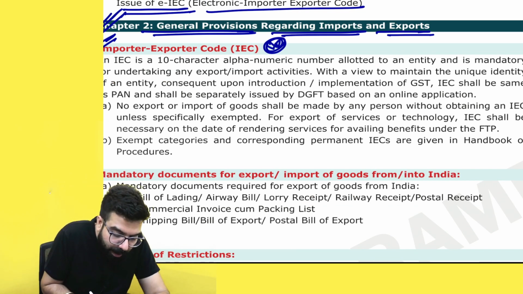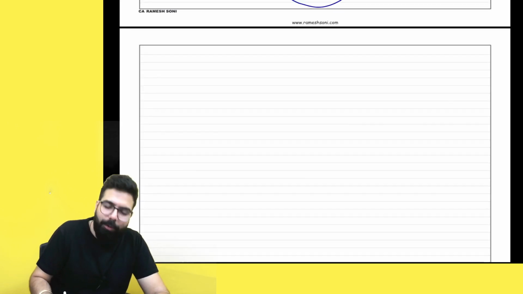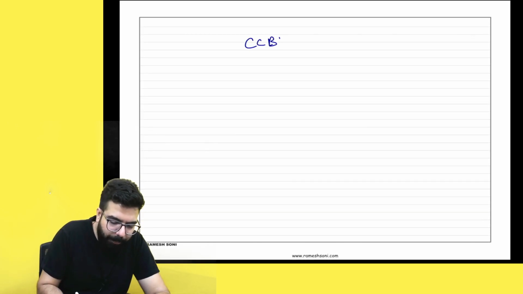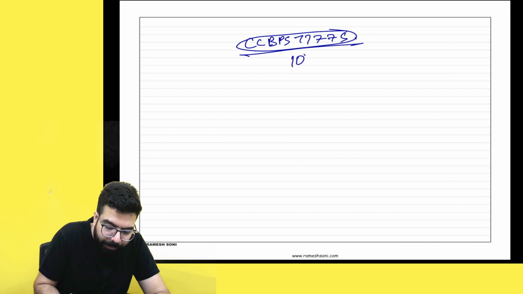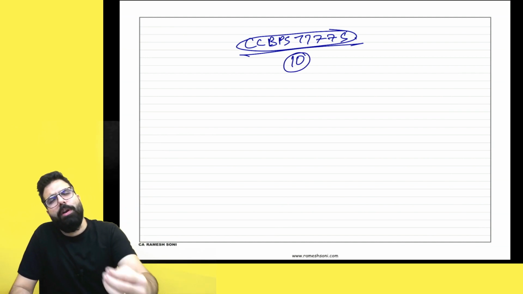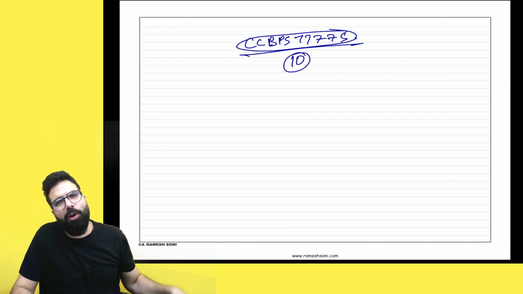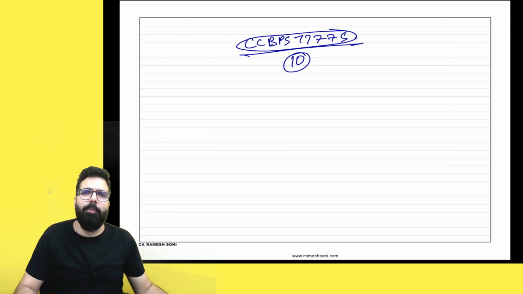Number 1. An Import Export Code is nothing but your PAN number. Supposing my PAN number is CCBPS 7777S. This is a 10-digit number. They are telling that your PAN only will be notified as your import export code. You can use your PAN number only as the import export code.